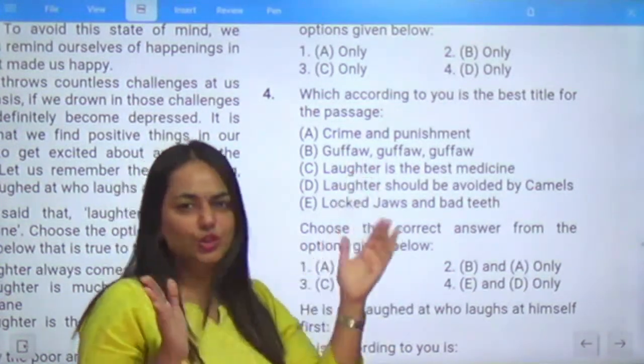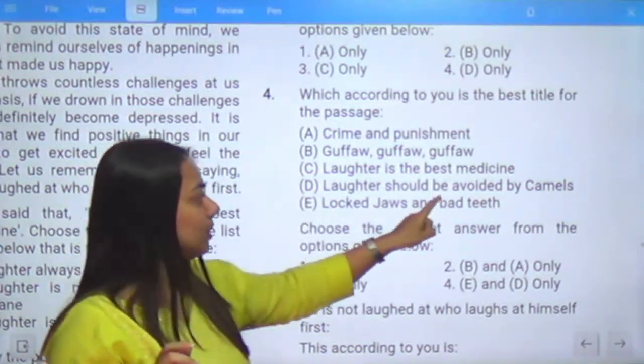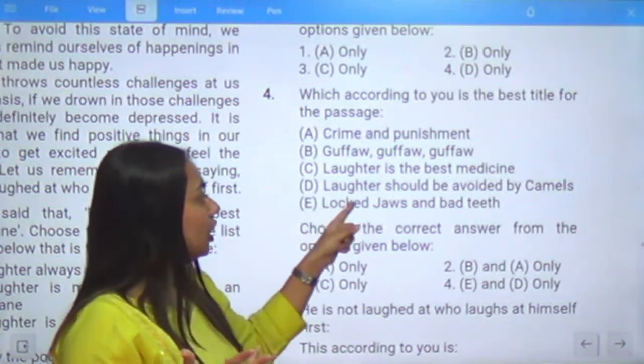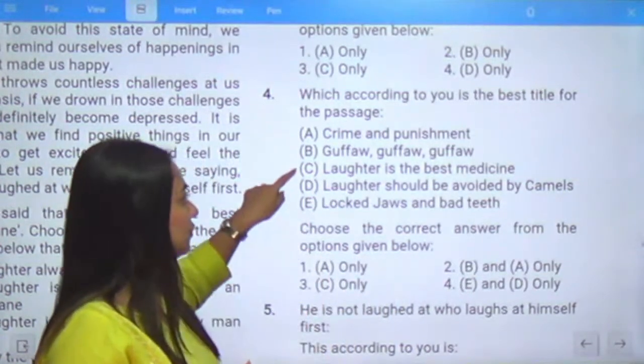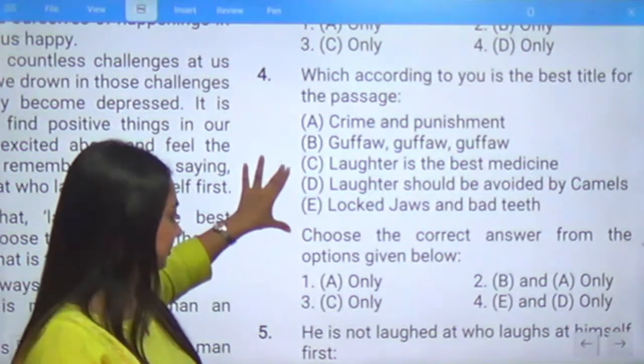So, our title shouldn't be so narrow that it does not justify the passage. Laughter should be avoided by camels. Why are we talking about camels here? Locked jaws and bad teeth. This was again not the concern of the passage. So we will go with option C, which is laughter is the best medicine.